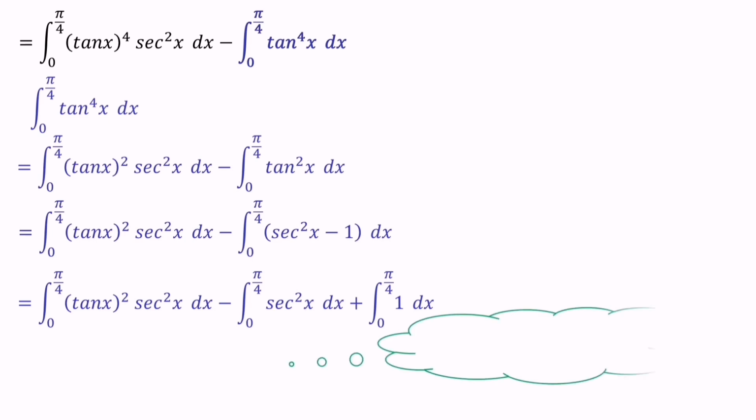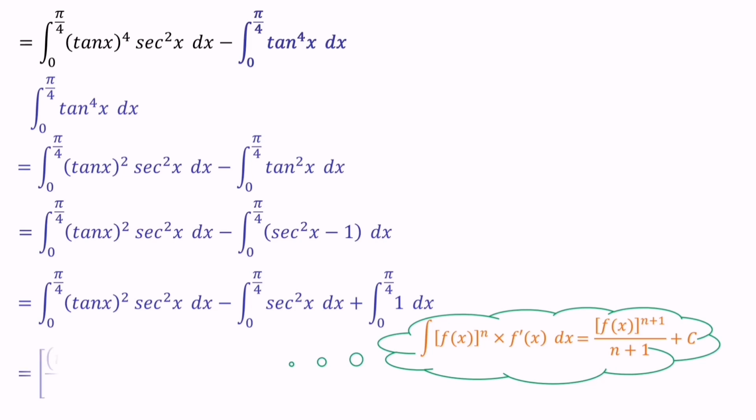Integral of f(x) to the power of n times f dash x, or differentiation of f(x), we can write as f(x) to the power of n plus 1 over n plus 1. Using this equation, we can get the integral of tan x squared times sec squared x as tan x cubed over 3. In this case, f(x) equals tan x, f dash x equals sec squared x, n equals 2. Integral of sec squared x equals tan x. Integral of 1 equals x.